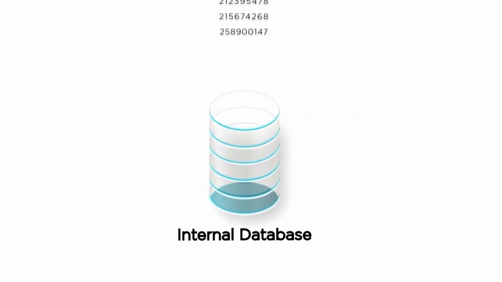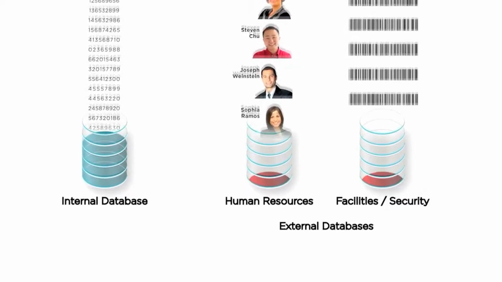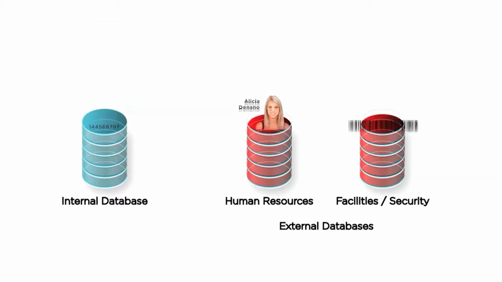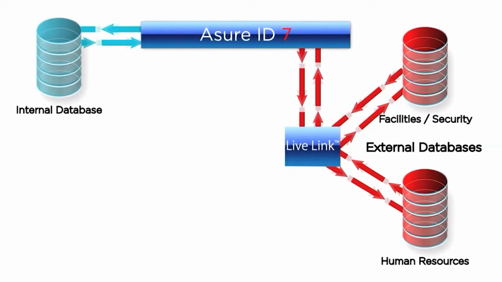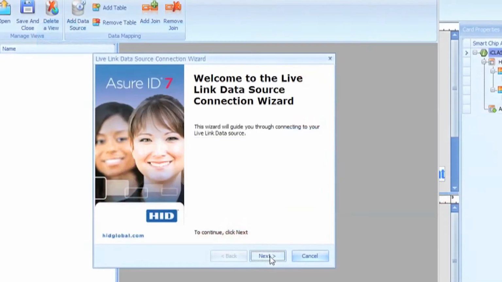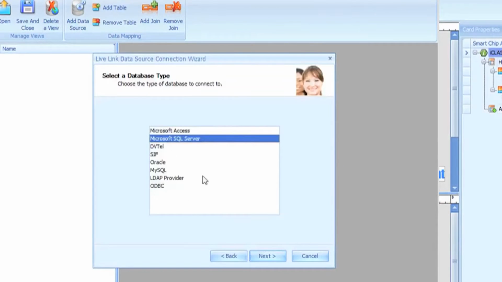Asure ID7 works with its own internal single-table database, and depending on which edition you choose, it can also connect to multiple network databases containing multiple tables. Asure ID7's LiveLink function gives you the flexibility of real-time data exchange. The LiveLink wizard provides a walkthrough for the setup and database connection process.